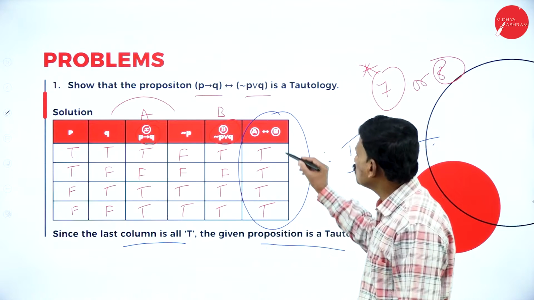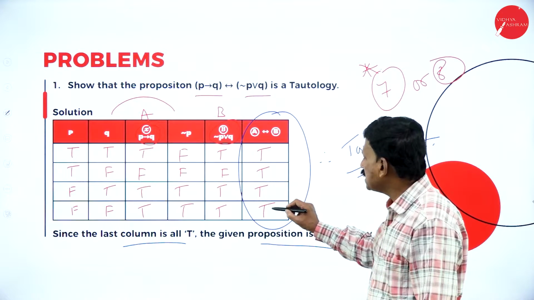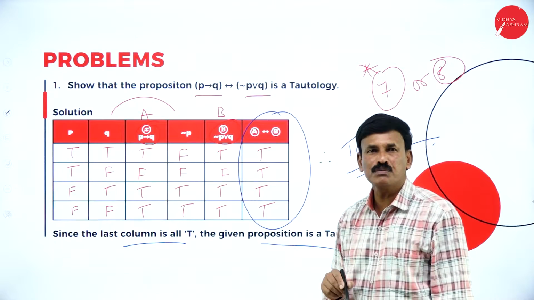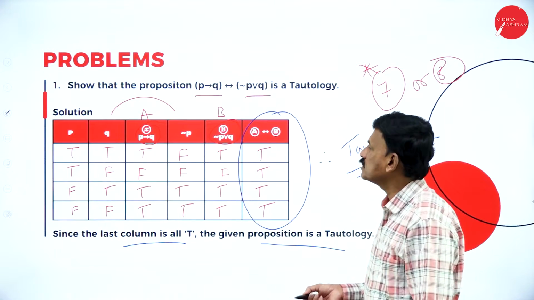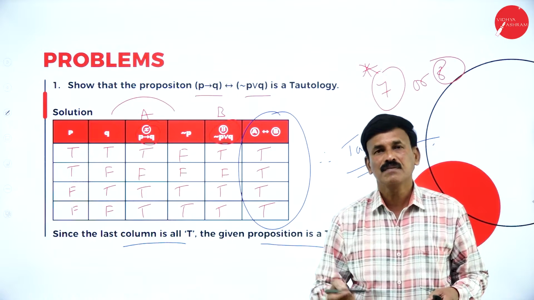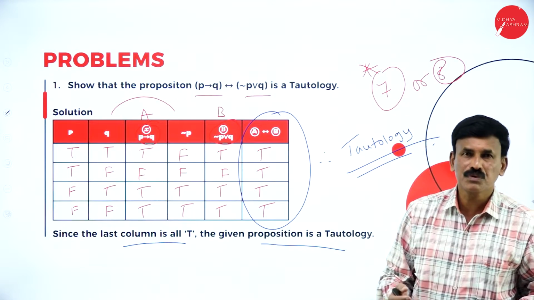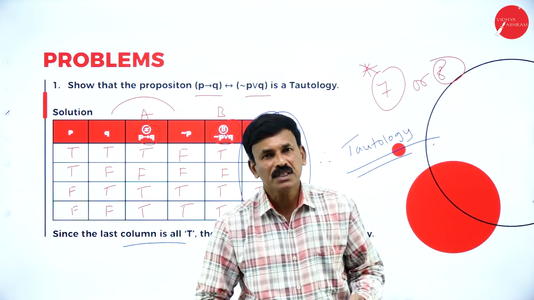If all the truth values in the last column are T, T, T, T, then the given compound proposition is called a tautology. That is it. So, if you do this much, definitely you will get 7 or 8 marks. Hope you followed. Okay. Now, let us come to the next problem.